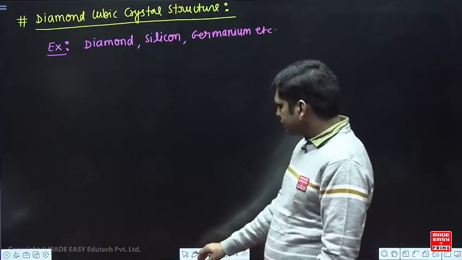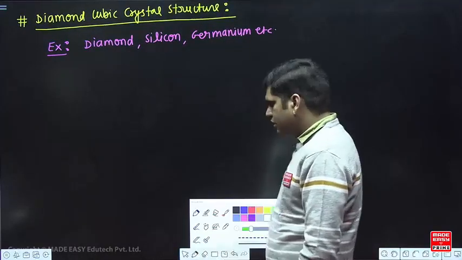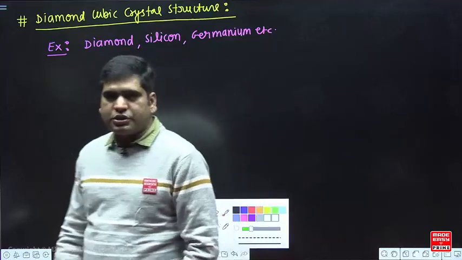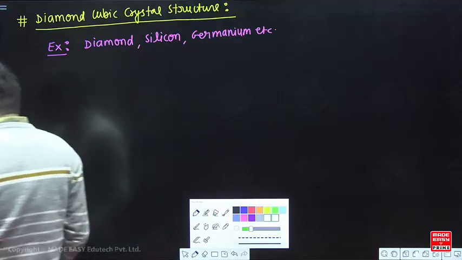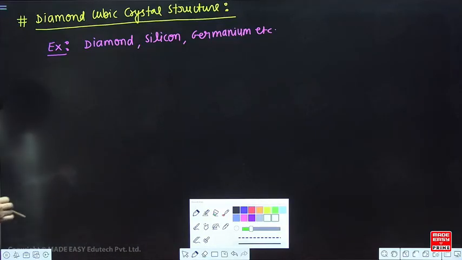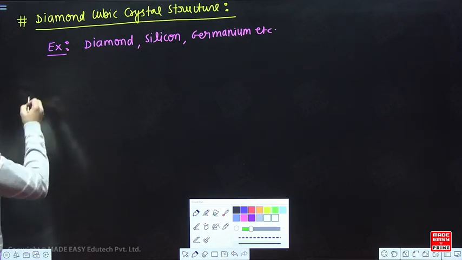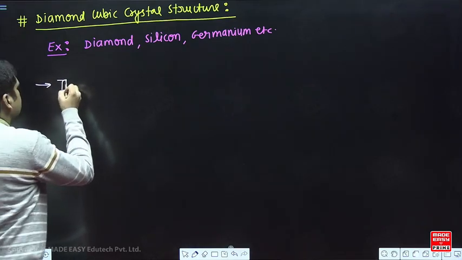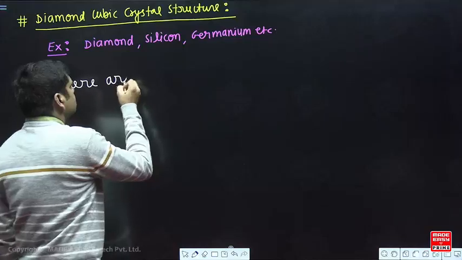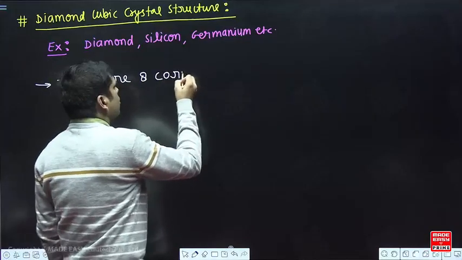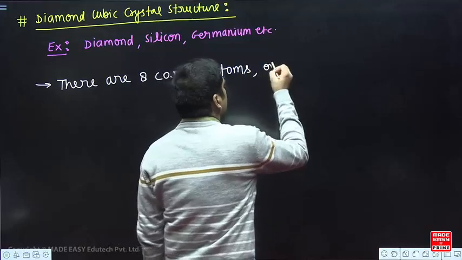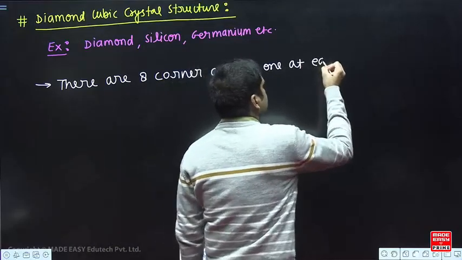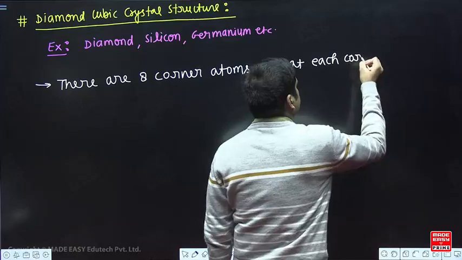Diamond cubic crystal structure. Here again it is a cubic crystal structure. So there would be 8 atoms at the corners. So first thing is there are 8 corner atoms, one at each corner.